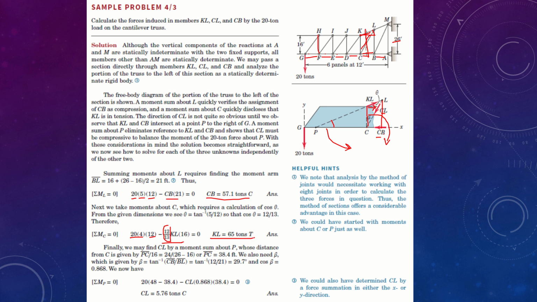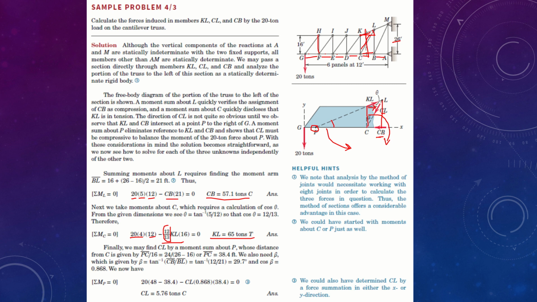The last place to find is using point P as the center of rotation, and we have chosen point P because this particular arm length is going to neutralize the effect of KL, and this particular point is also going to neutralize the effect of CB, as they both pass through this point without any arm length. The only force component that is going to generate a moment about point P is CL.